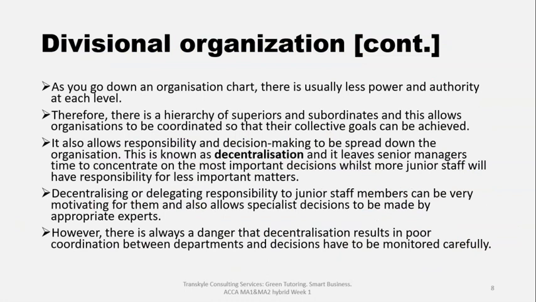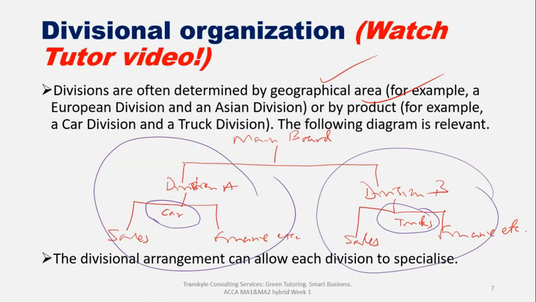Now, as you go down an organizational chart, there is usually less power and authority at each level. You have seen here that the lower we go down, the less the power. All right, the power is at the top. Power is at the top board, but it goes down and down and down as we go down.